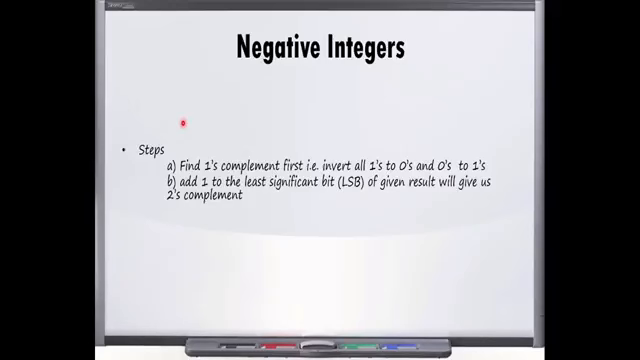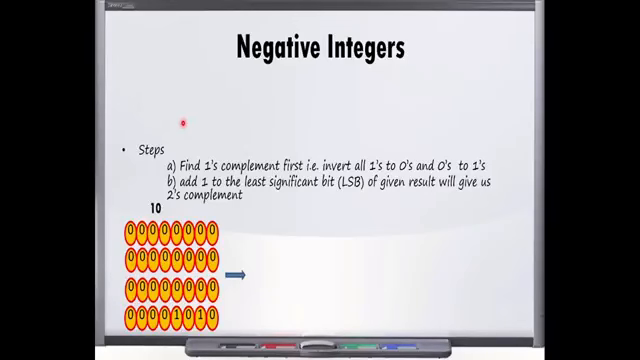That means you convert all ones to zeros and all zeros to ones. And then you add 1 to the least significant bit. Now, as you have already encountered, the most significant bit is the leftmost bit of any binary representation, so the least significant bit is the rightmost bit. Adding 1 to the least significant bit of the given result will give us the 2's complement. So whatever result I get after the 1's complement, I have to add 1 to its least significant bit to get the 2's complement.